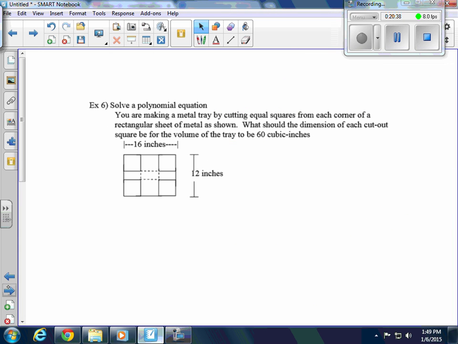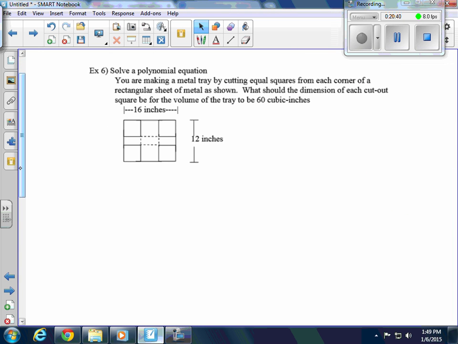The last thing we're going to talk about is example 6, solving a polynomial equation. It says you are making a metal tray by cutting equal squares from each corner of a regular sheet of metal shown. What should the dimensions of each cutout square be for the volume of the tray to be 60 cubic inches?